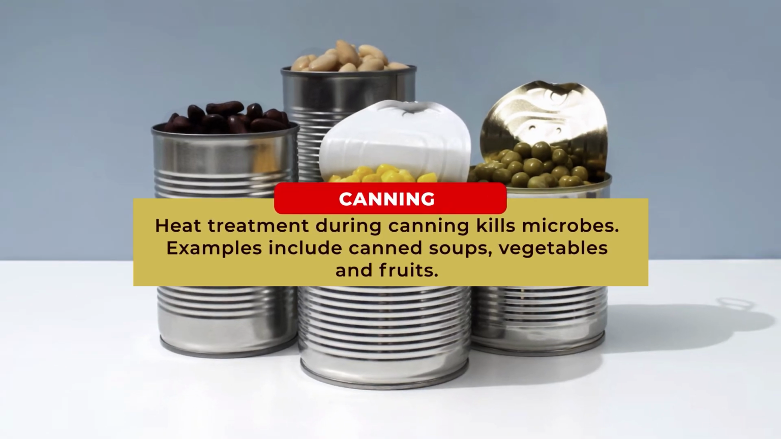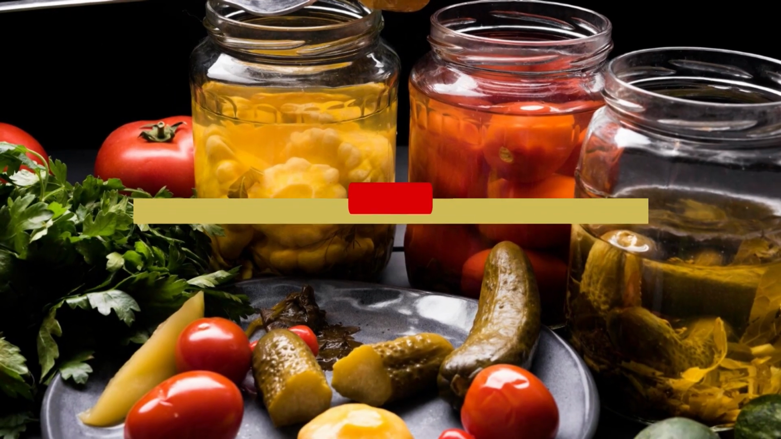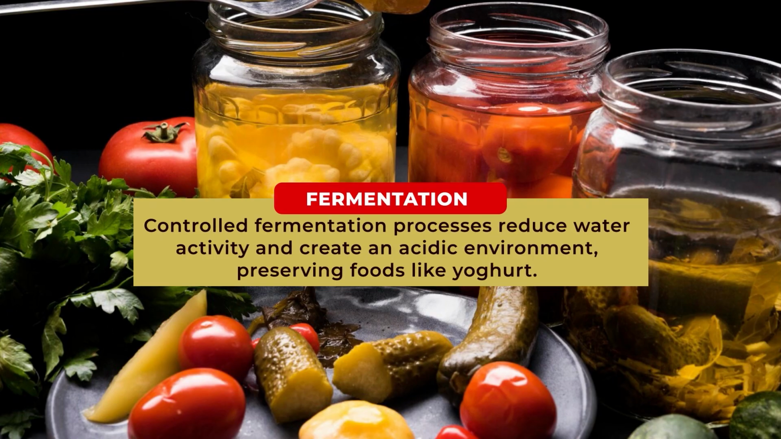Similarly, canning: you have seen canned soups or vegetables, where products are heat treated and all microbes are killed. Salting and sugaring: we have given examples like jams, cured meat, and salted fish, which have a longer shelf life. Similarly, fermentation: if we can control the water activity and create an acidic environment, it will have a longer shelf life. So these are the ways the role of water in food preservation takes place.